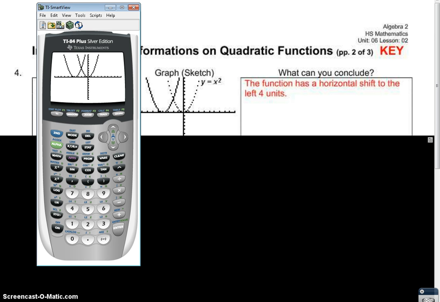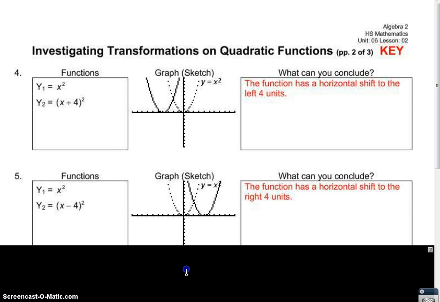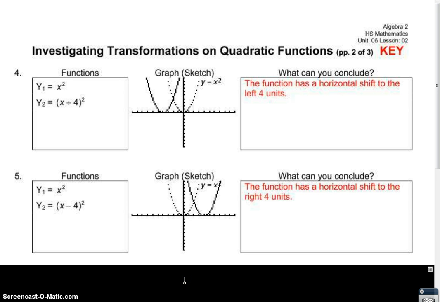So if I have a plus 4, I actually move 4 units to the left. So look at number 5. If I had x minus 4 in parentheses squared, if it's a minus 4, what direction should I move? You should have said I'm going to move right. So looking at problem number 5, when I graph x minus 4 in parentheses squared, the function is actually a horizontal shift to the right. So if I move horizontally, it's going to shift in the opposite direction.